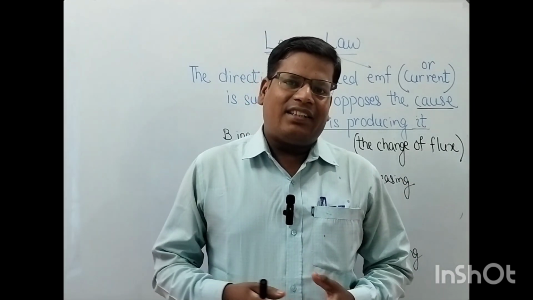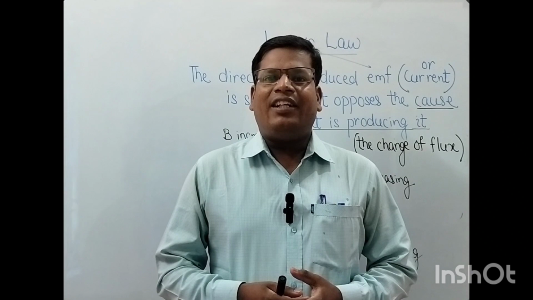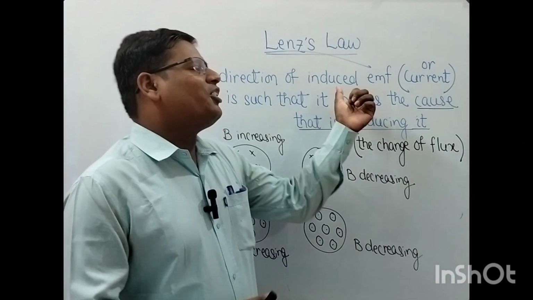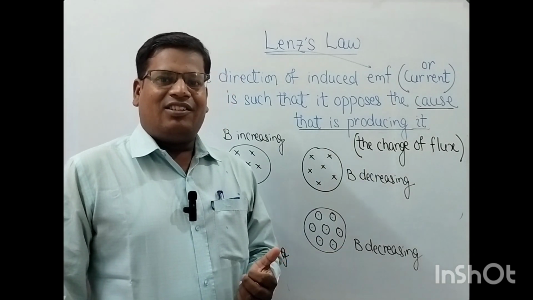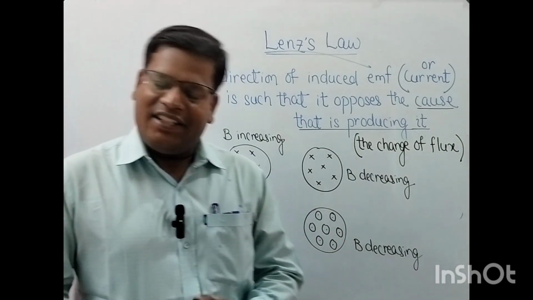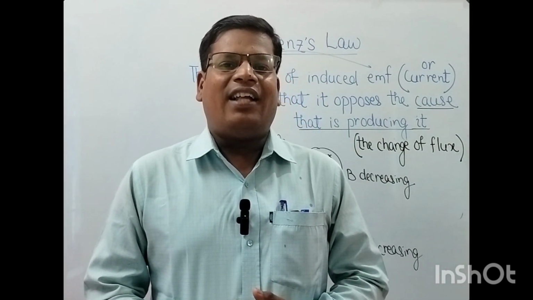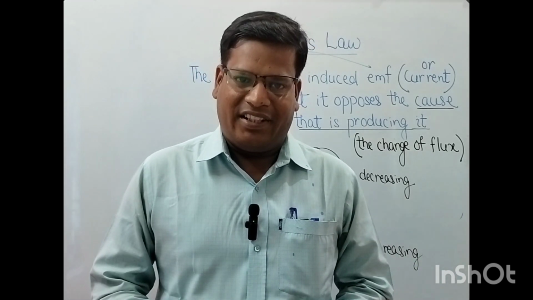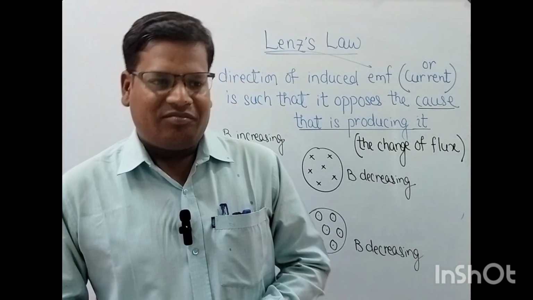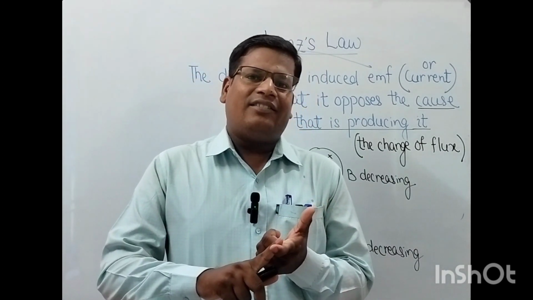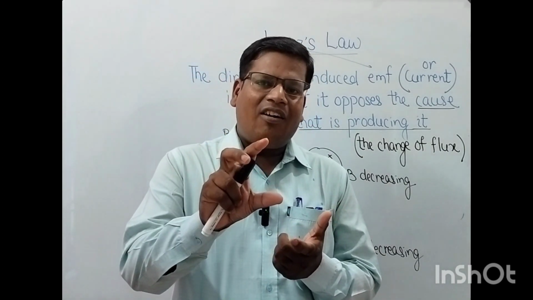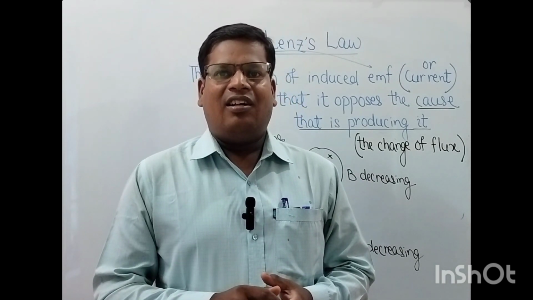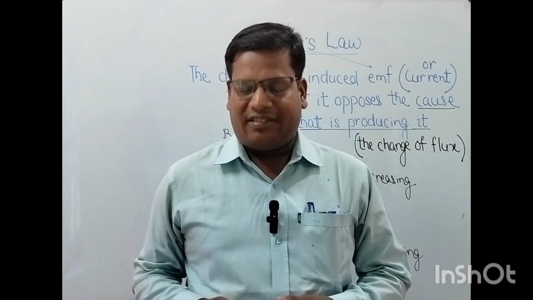So over the years, I have found that generally 12th class students find this thing most confusing: Lenz's law. Lenz's law is basically used to find the direction of induced EMF in any loop through which the magnetic flux is changing. Students get confused between the direction of magnetic flux and the change of magnetic flux. So I have found two confusions here.